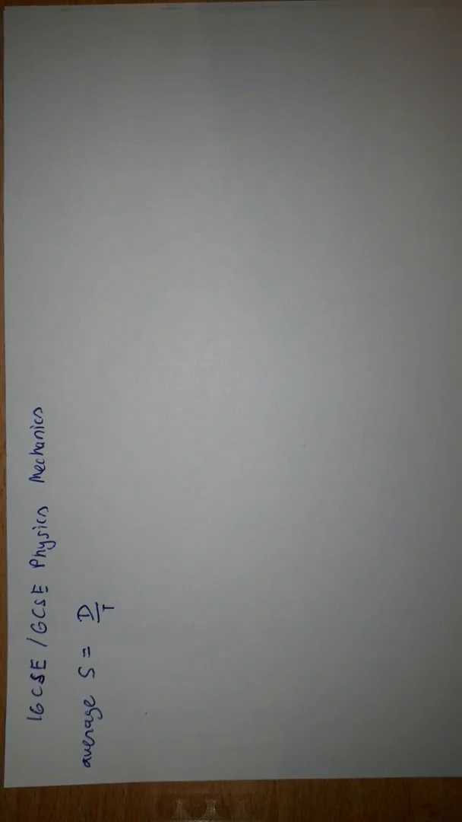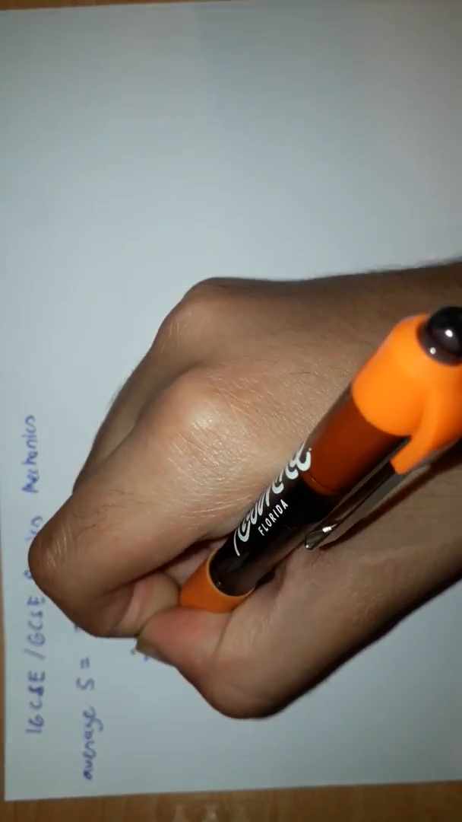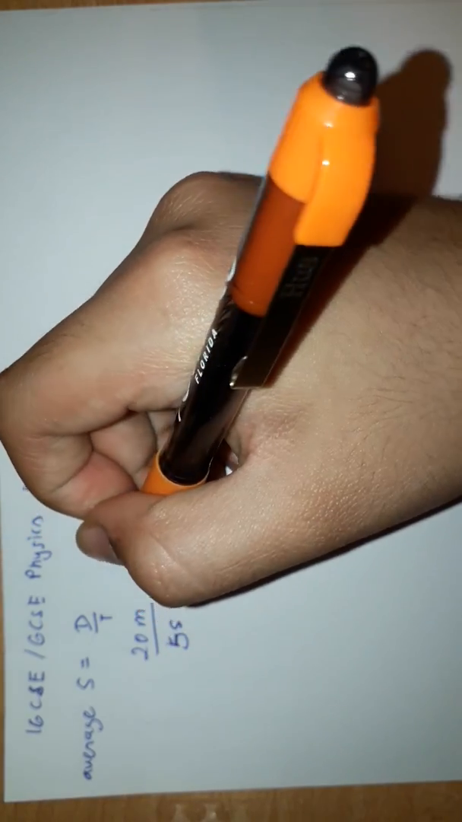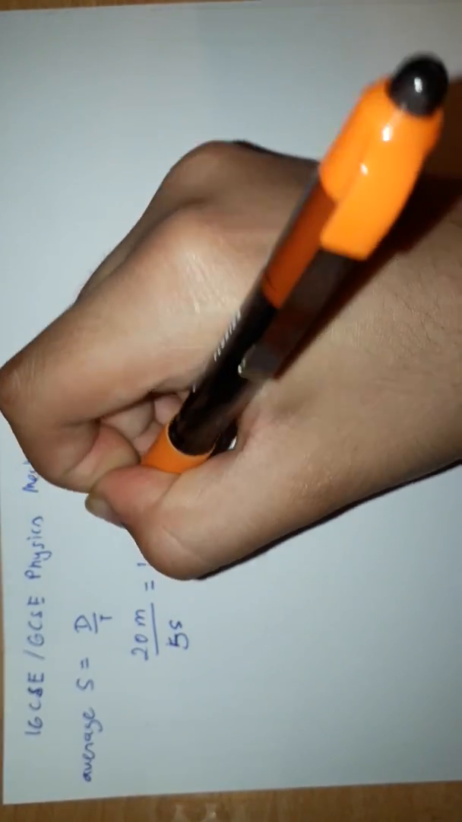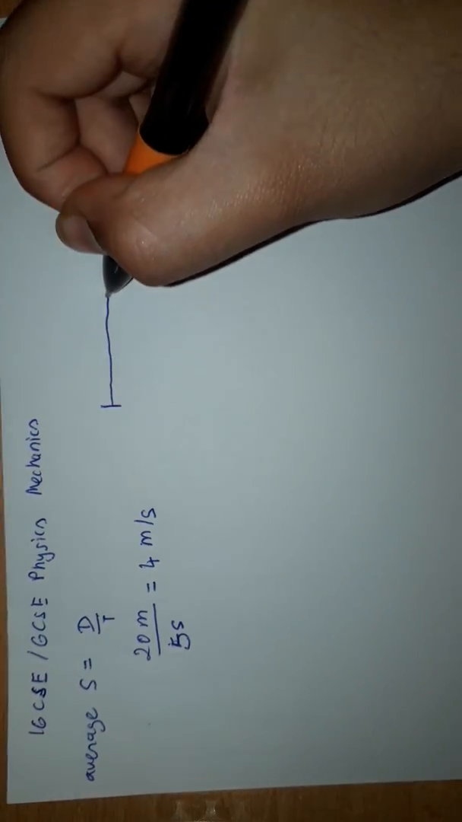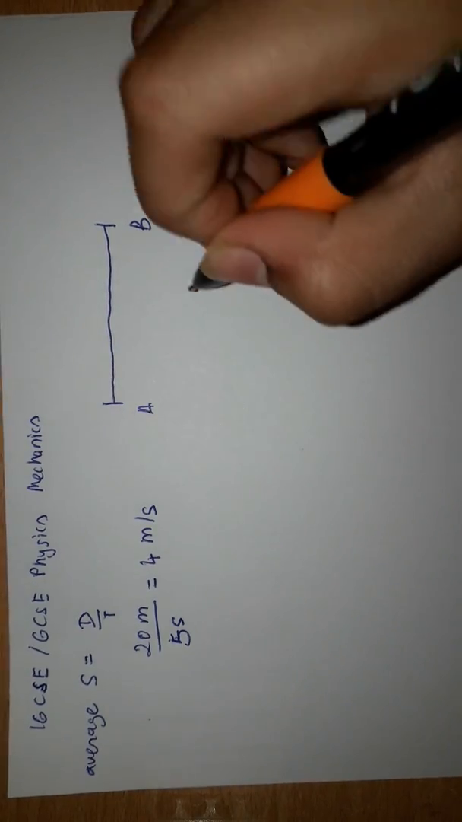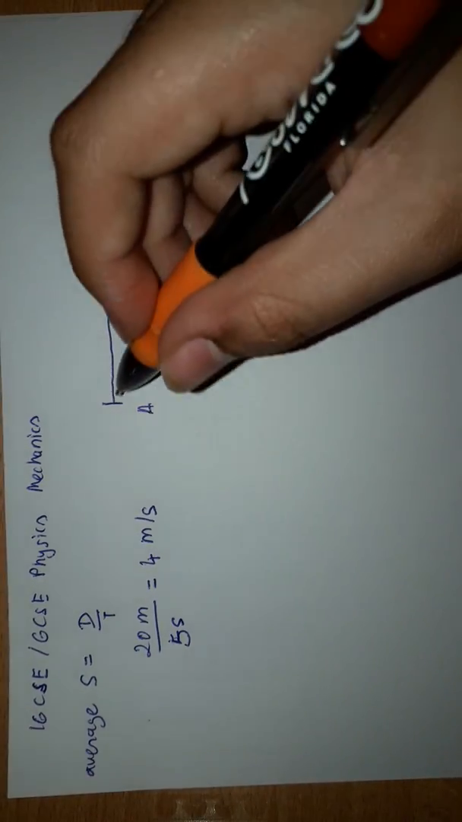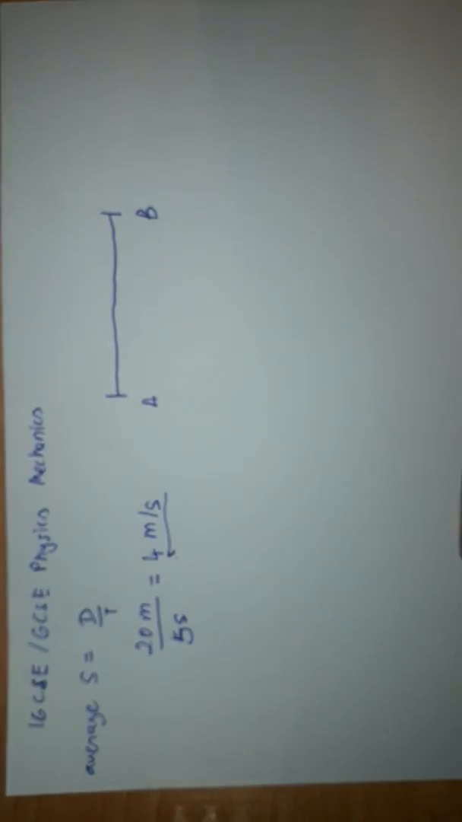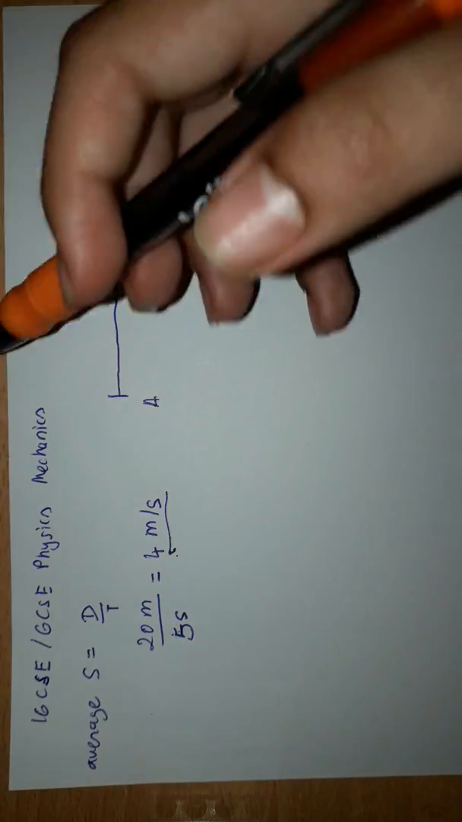Now, let's say we travel a distance of 20 meters in, let's say, 5 seconds. Okay, you're gonna get a speed of 4 meters per second. Now let's say this was the speed taken for a car to travel from A to B. Now let's say the car took, as per our calculation, an average speed of 4 meters per second. But if I'm saying average speed over here, what is the actual speed?